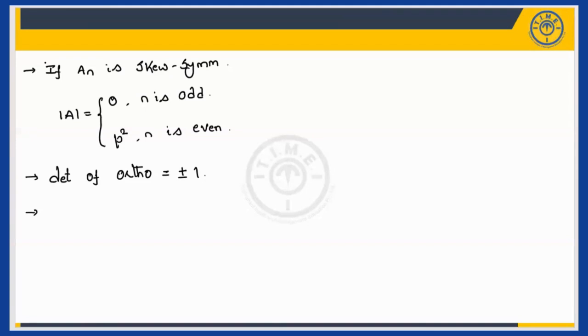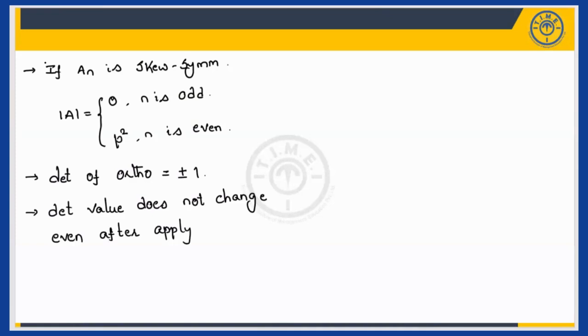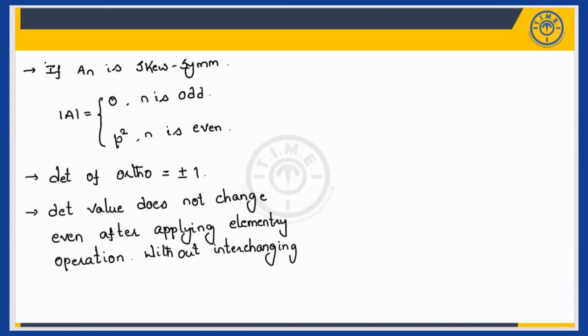And the determinant value does not change even after applying elementary operations without interchanging rows or columns.